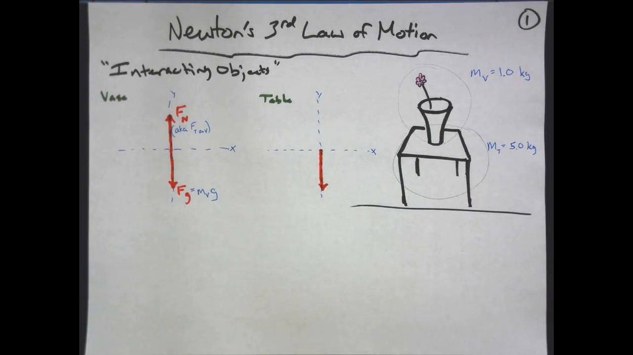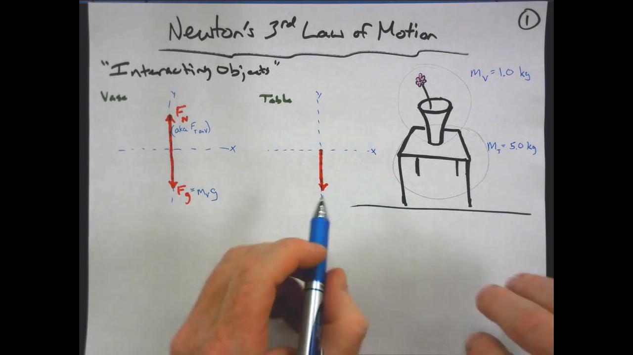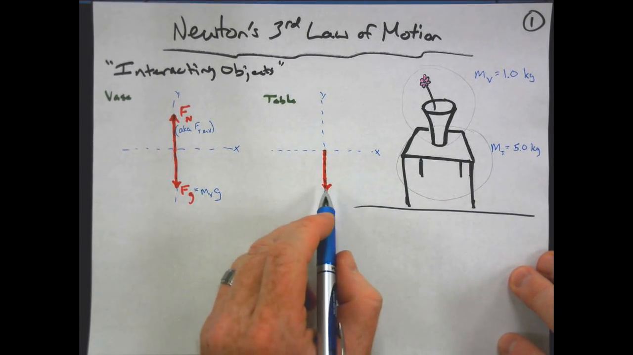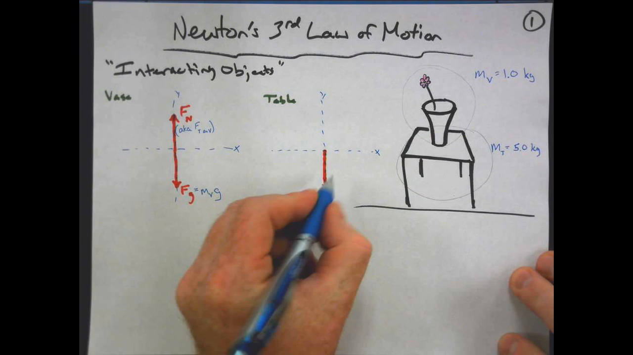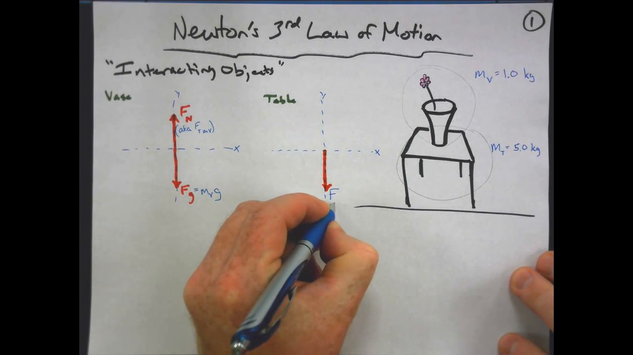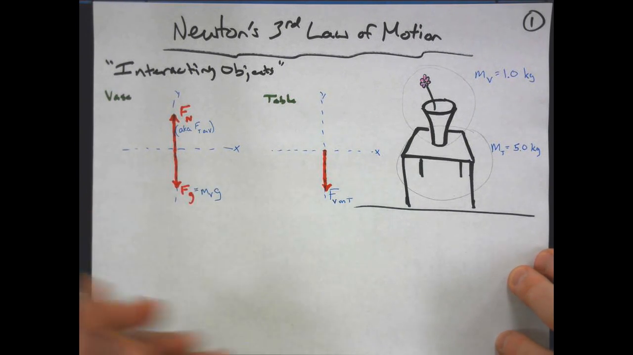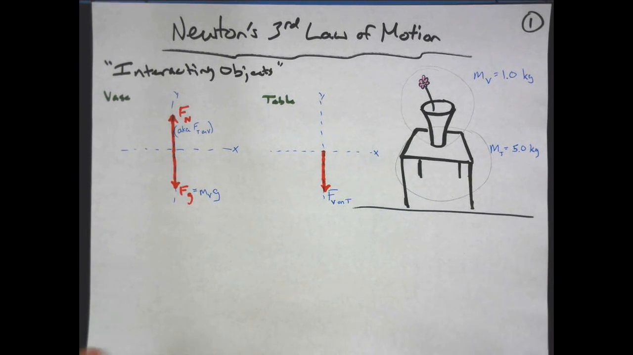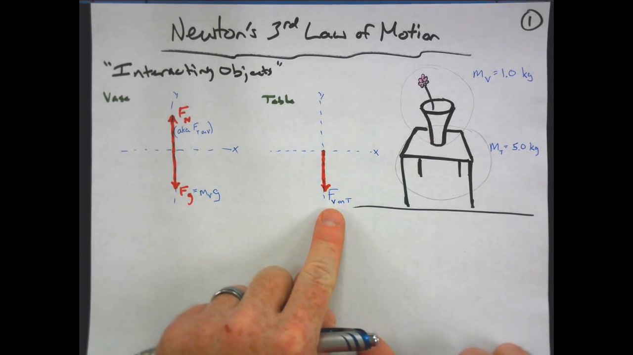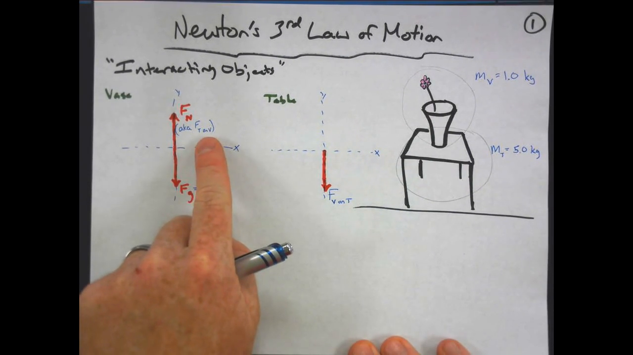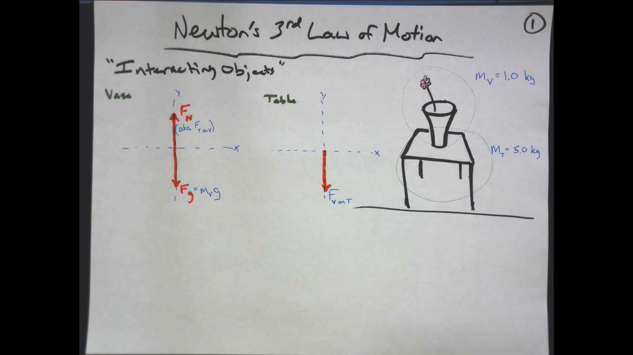Now this is not the weight of the table. So I can't label it force of gravity. I have to label this force of vase on table, don't I? And this is interesting right away. Look, I've got force of vase on table, and I've got force of table on vase. Okay, but there's more coming on.